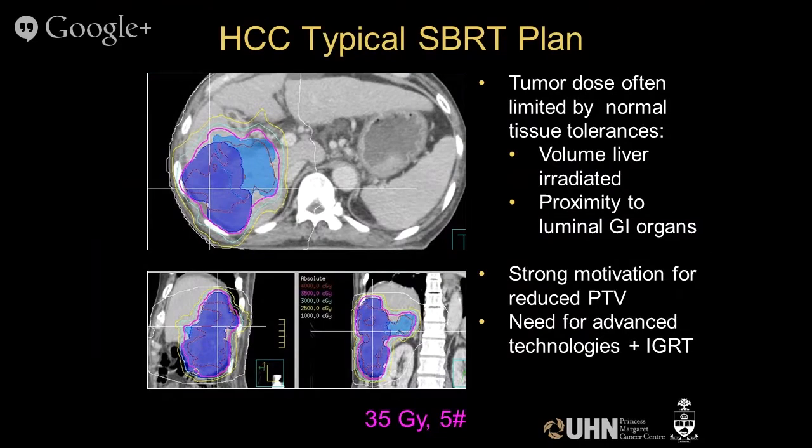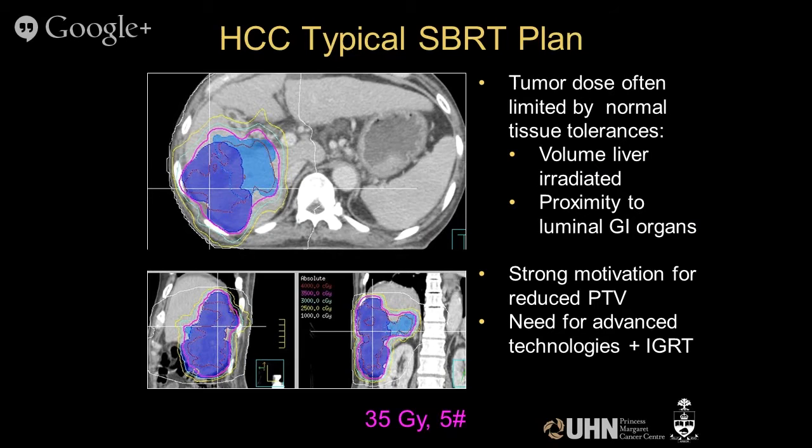This is an example of a typical SBRT plan. This is a hepatocellular carcinoma with invasion into the portal vein, being treated with 35 gray in 5 fractions, as shown with the pink isodose. And most often in our clinic, tumors like this are limited in the dose we can deliver by normal tissue tolerances. Either the volume of liver irradiated, or perhaps even more commonly, proximity to luminal GI structures such as the stomach, duodenum, small bowel.